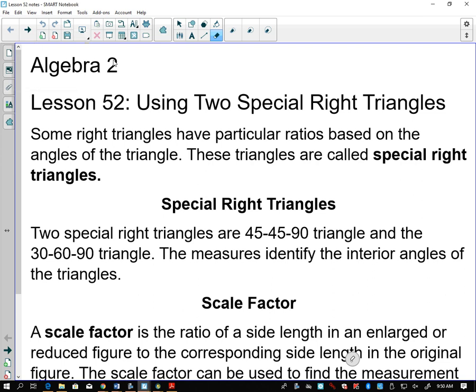All right. Algebra 2, lesson 52, using two special right triangles. So we have two types of special right triangles. Keep in mind right triangles. So these are triangles that have a right angle in them, okay?